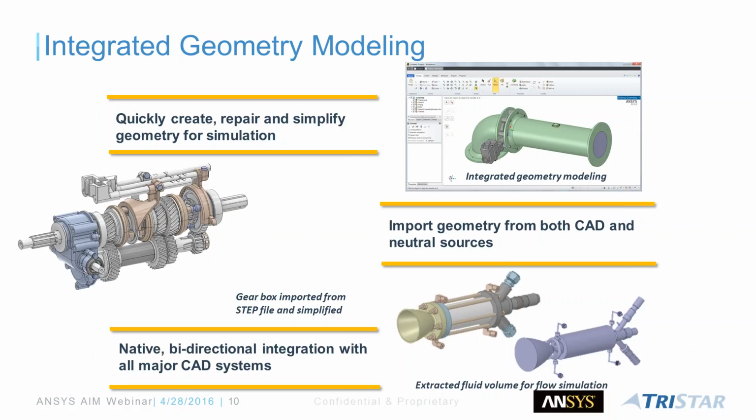So, for example, you want to extract the fluid volume, which in most CAD systems takes some effort, as you can imagine, to create a fluid volume, but you need that in a fluid flow simulation, and AIM allows you to edit the geometry and extract volumes quickly using SpaceClaim that's included in the AIM license.